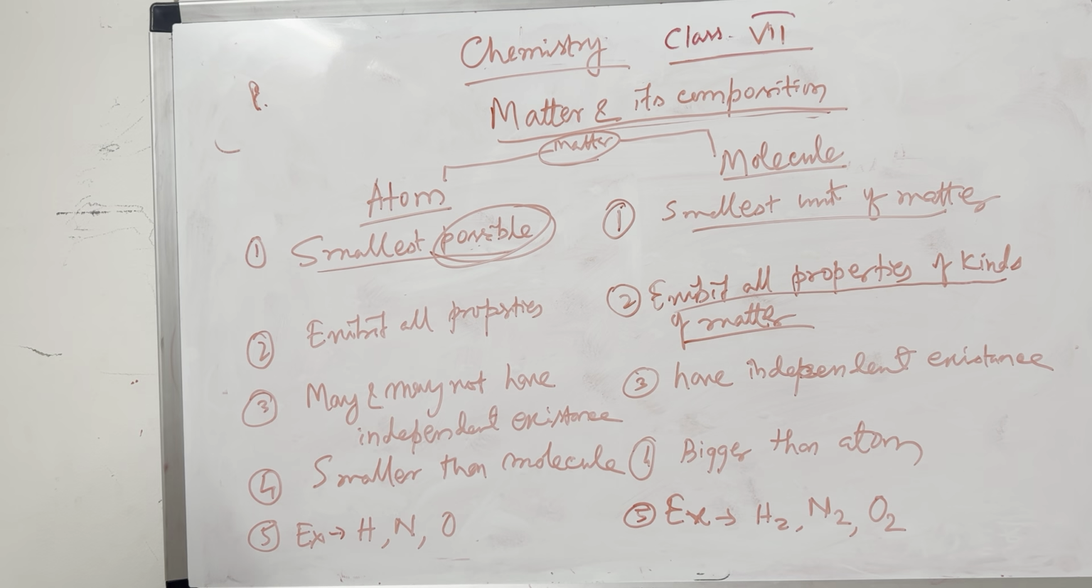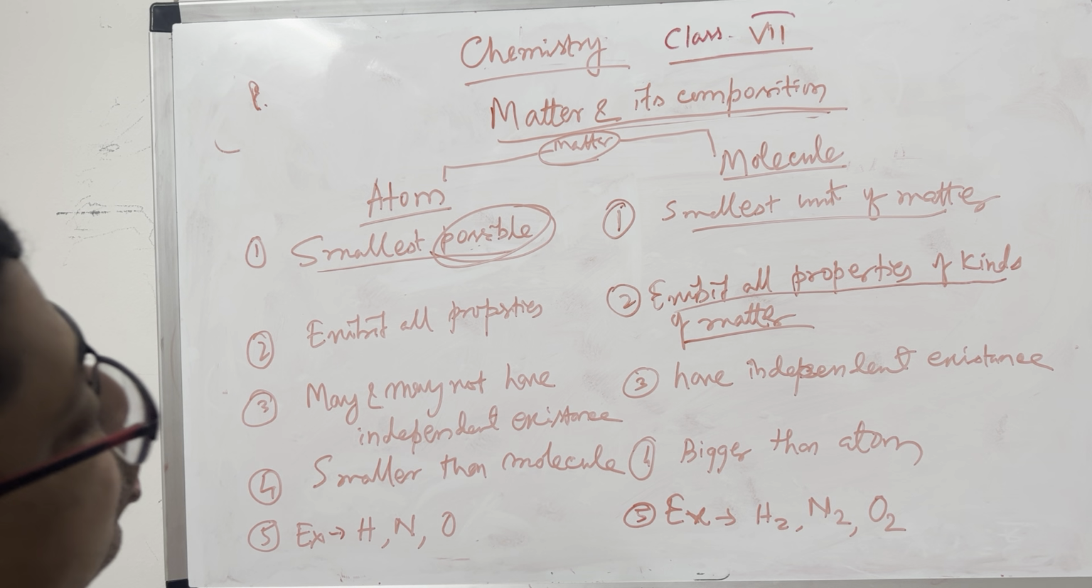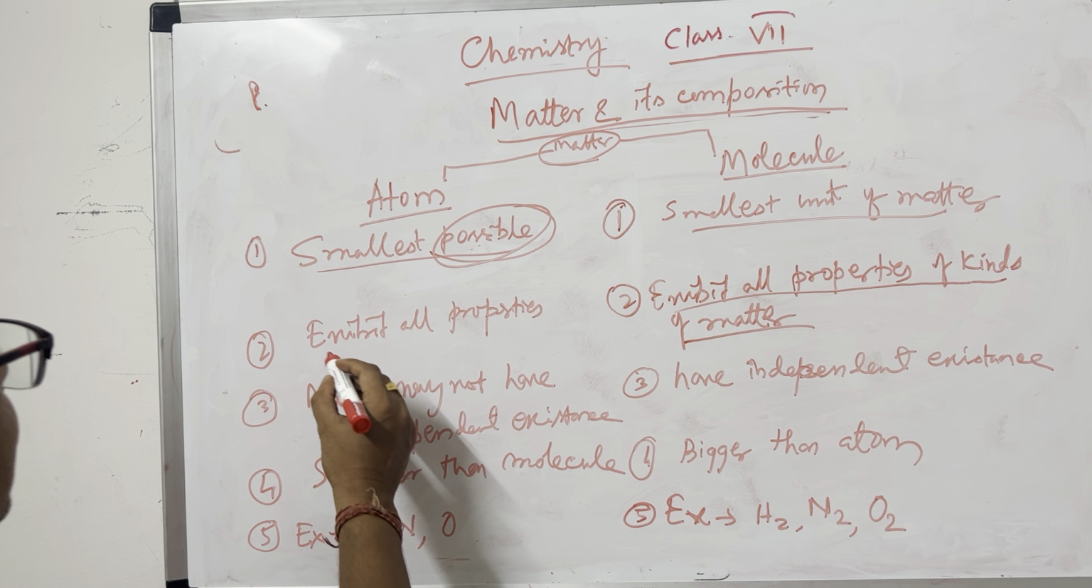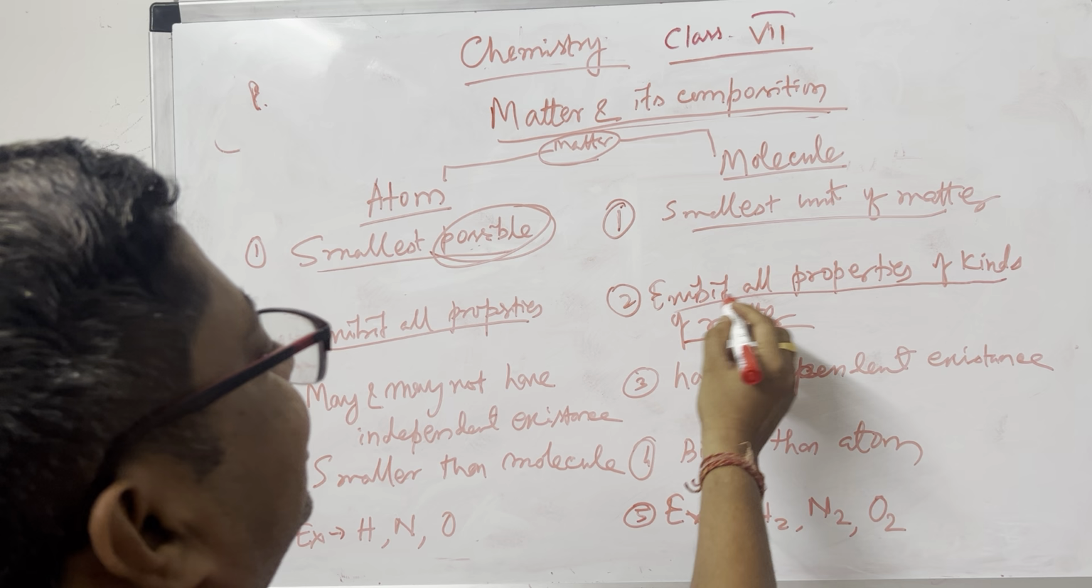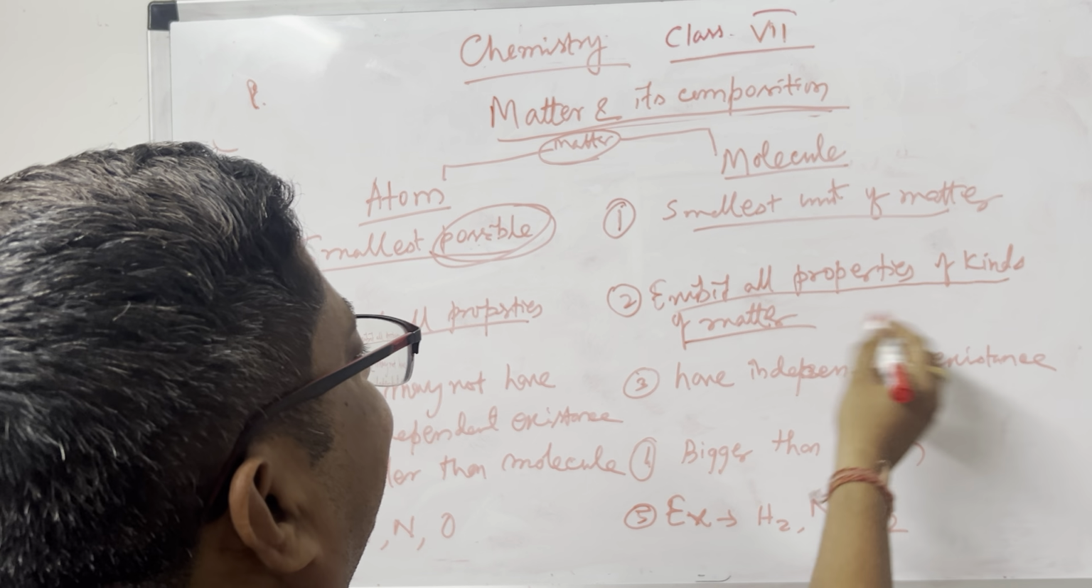Kinds of matter means solid, liquid, and gases; these are kinds of matter. That property it will exhibit at all levels. Suppose something gets converted into liquid, that also exhibits. So it exhibits all properties in a particular state, but it exhibits all properties of kinds of matter.